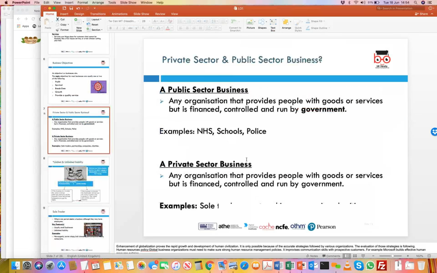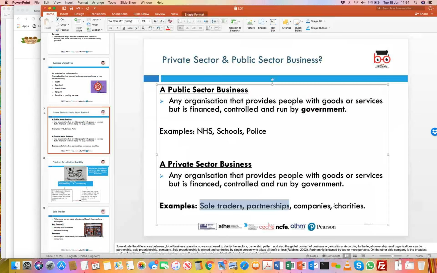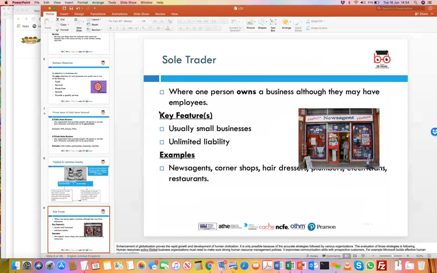Now, when we look at different types of businesses, we also want to understand the different types of businesses which are possible in the private sector. So the first thing that we will look at is a sole trader. Do you know what a sole trader is? I don't know. Right. When I say sole, what is the meaning of the word sole? Sole means single, one. So in this case, one person owns the business.